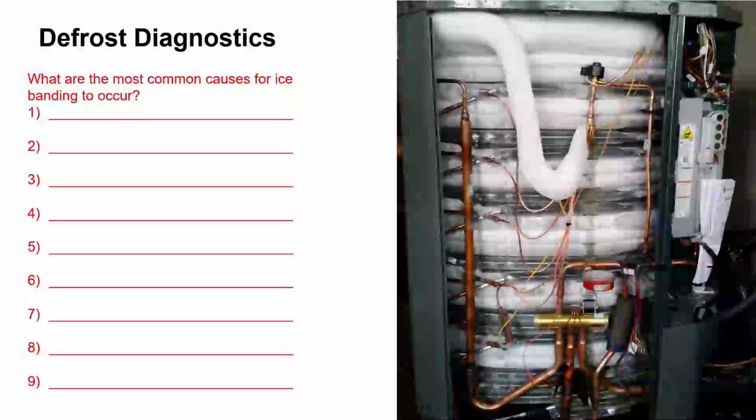A sticking reversing valve not shifting properly could cause it. Outdoor fan not dropping out during defrost because we've got a stuck relay on the defrost control board could cause it. So there are some different things that can cause banding like this. And so we need to do our due diligence before we just start replacing boards or replacing sensors or cutting jumpers. We do want to do our due diligence before we start doing that.